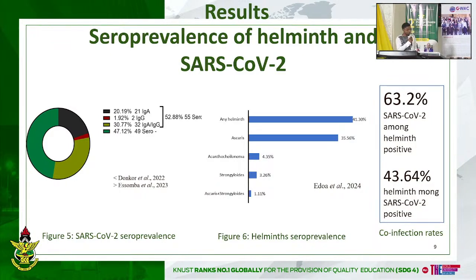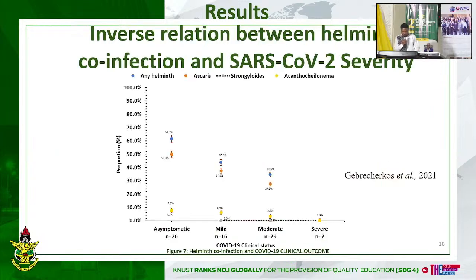Within the SARS-CoV-2 infected individuals, we found a helminth co-infection rate of about 43.6%, and within the helminth infected individuals, we have a SARS-CoV-2 co-infection rate of 63.2%.